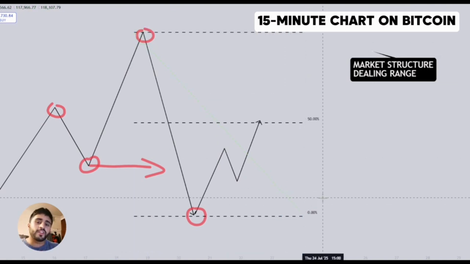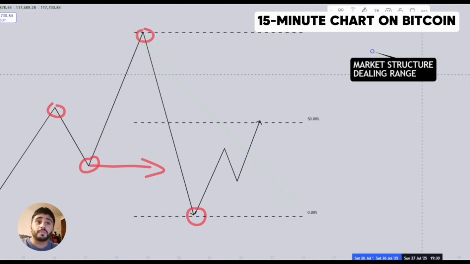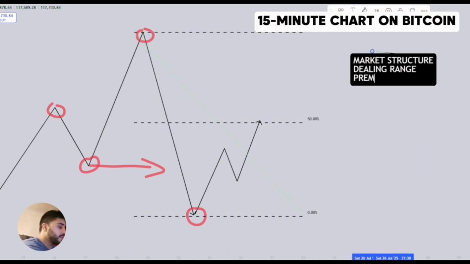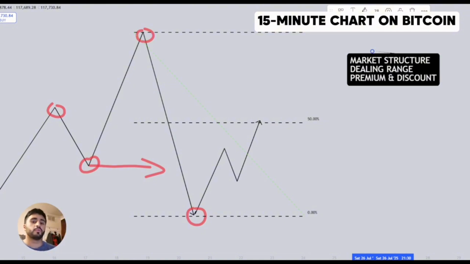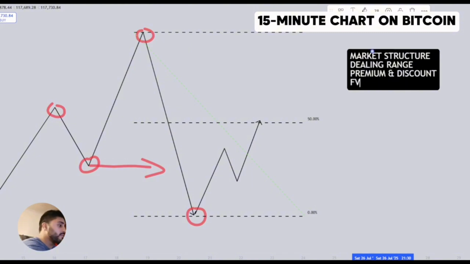So this dealing range leads on to the next concept, which is PD arrays, or premium and discount. And premium and discount is important because your fair value gaps are more likely to hold and your entries are more likely to hold if they're priced correctly. And last but not least, we have our fair value gaps. And so fair value gaps derive points of interest, or POIs.